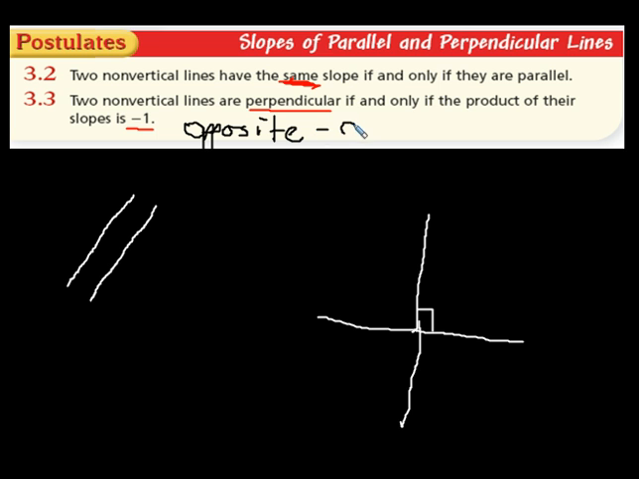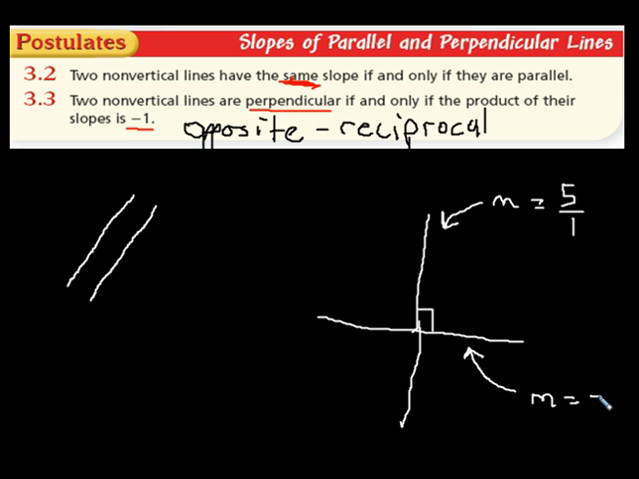Opposite reciprocal. So the slopes aren't the same. They are opposite reciprocal. If you remember how to find opposite reciprocal slopes, you flip the fraction and change the sign. Okay, so let's say the slope of this line right here was 5 over 1. Okay, and since these lines are perpendicular, the slope of this line here would be -1 over 5. Okay, so notice how they're opposite reciprocal. You flip the fraction and you change the sign.